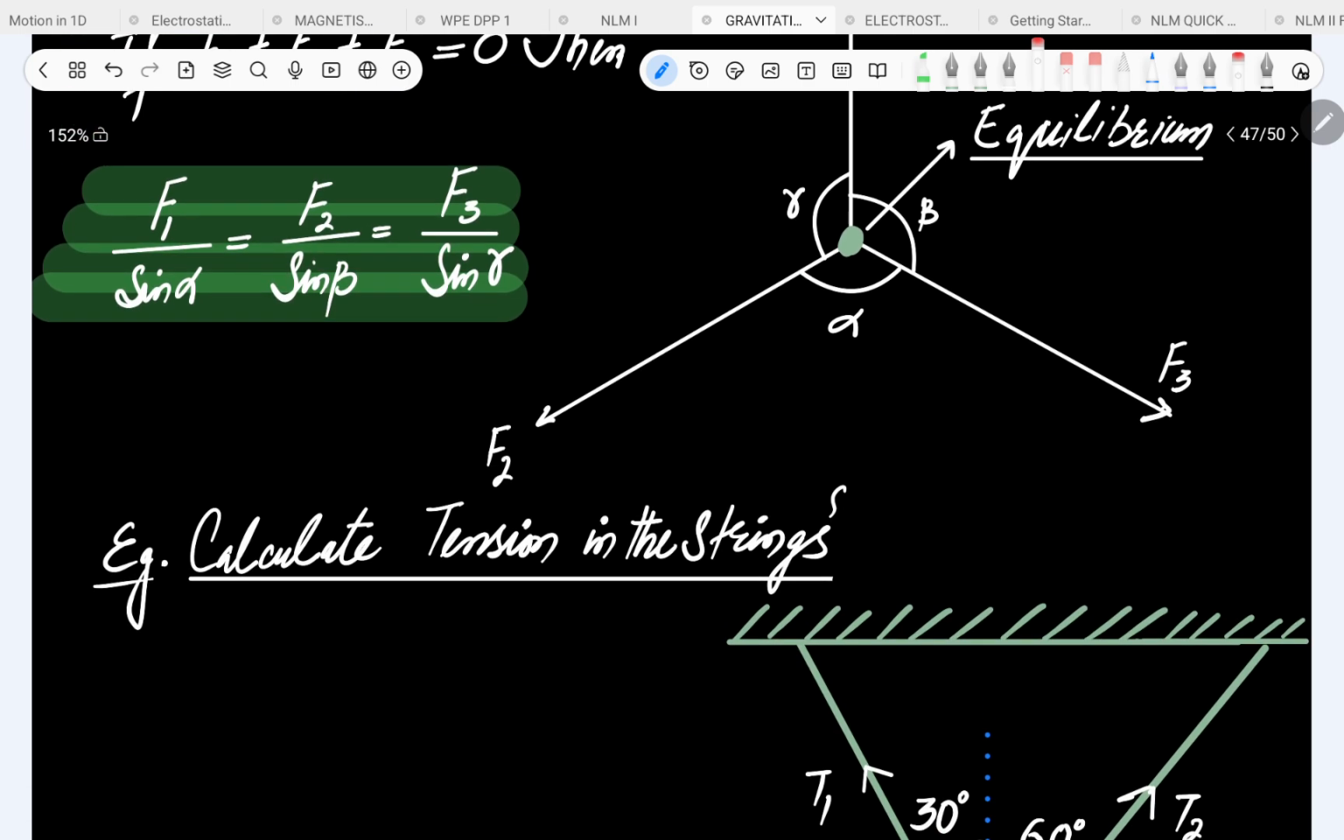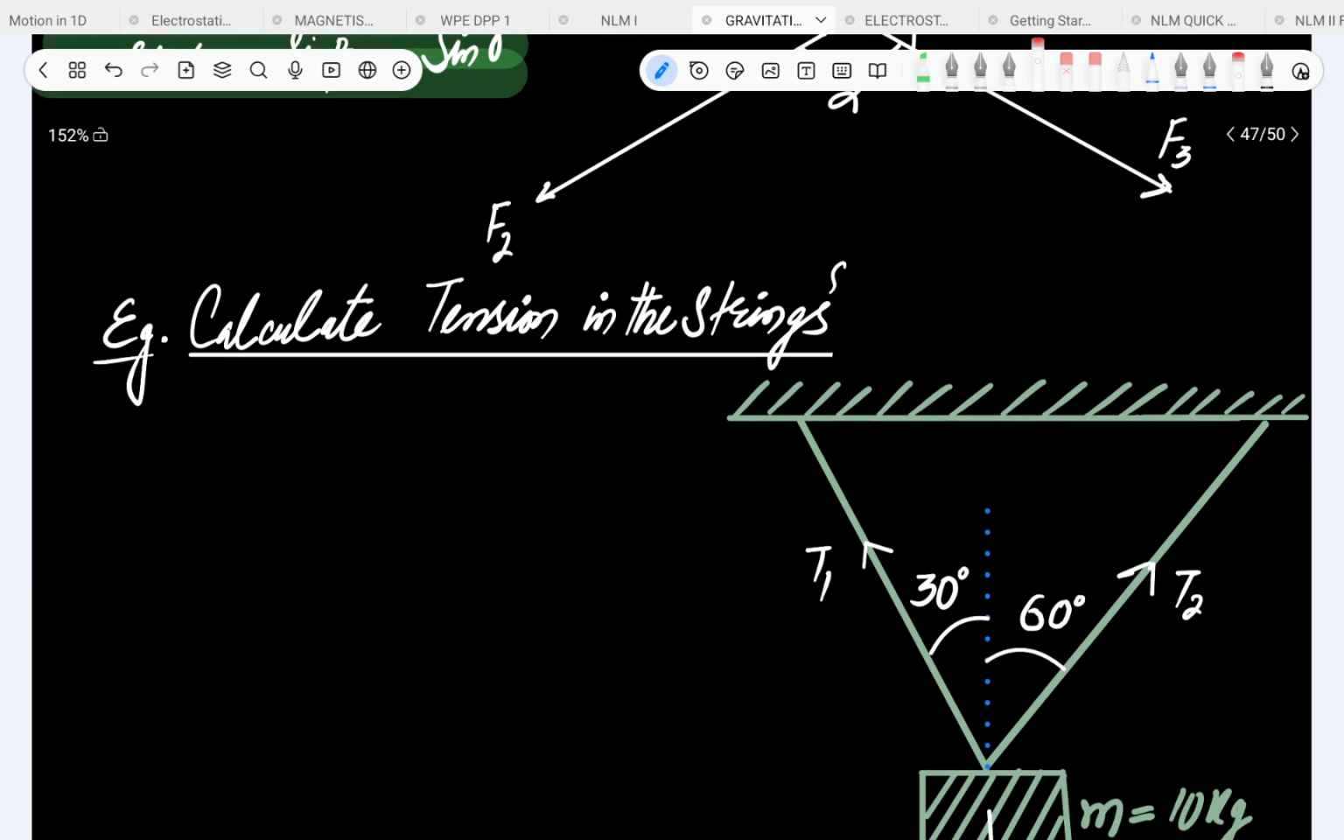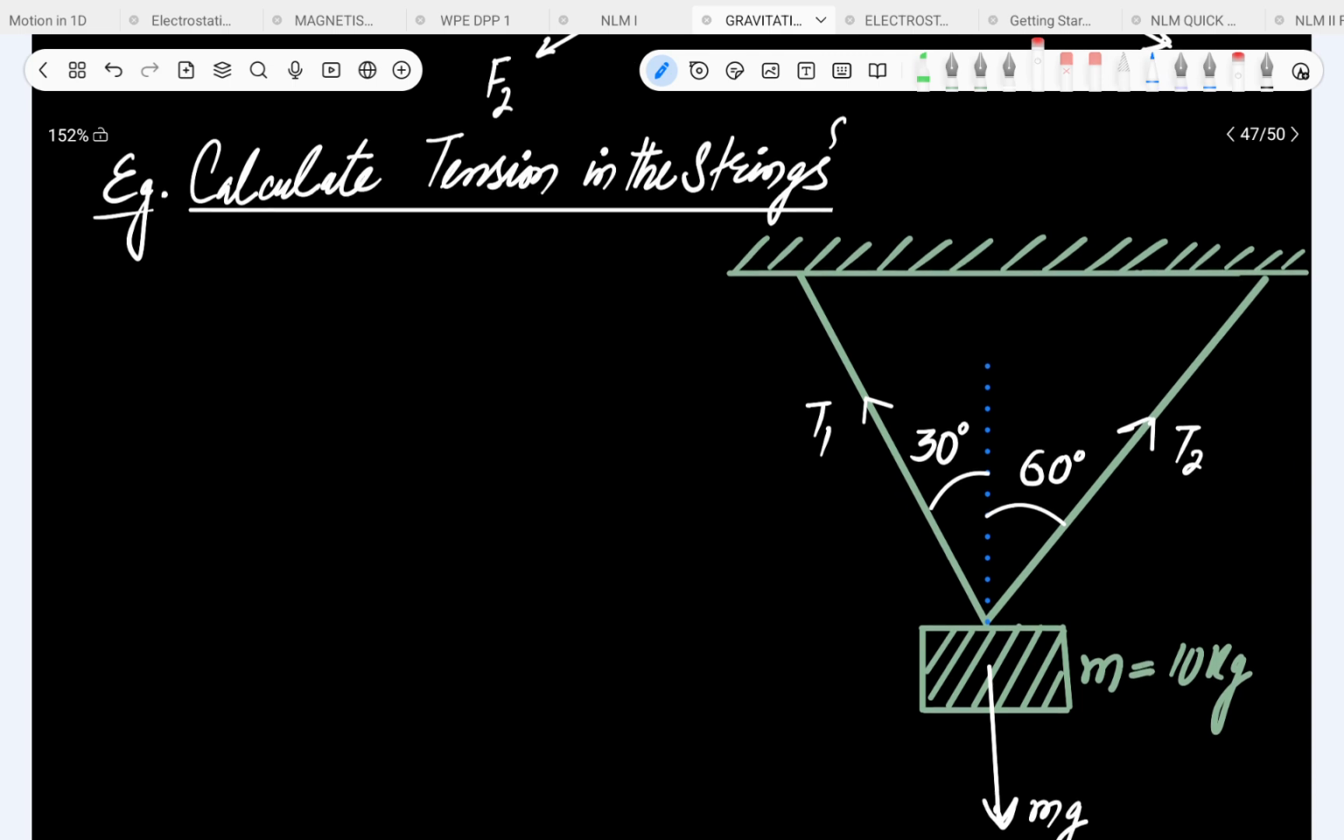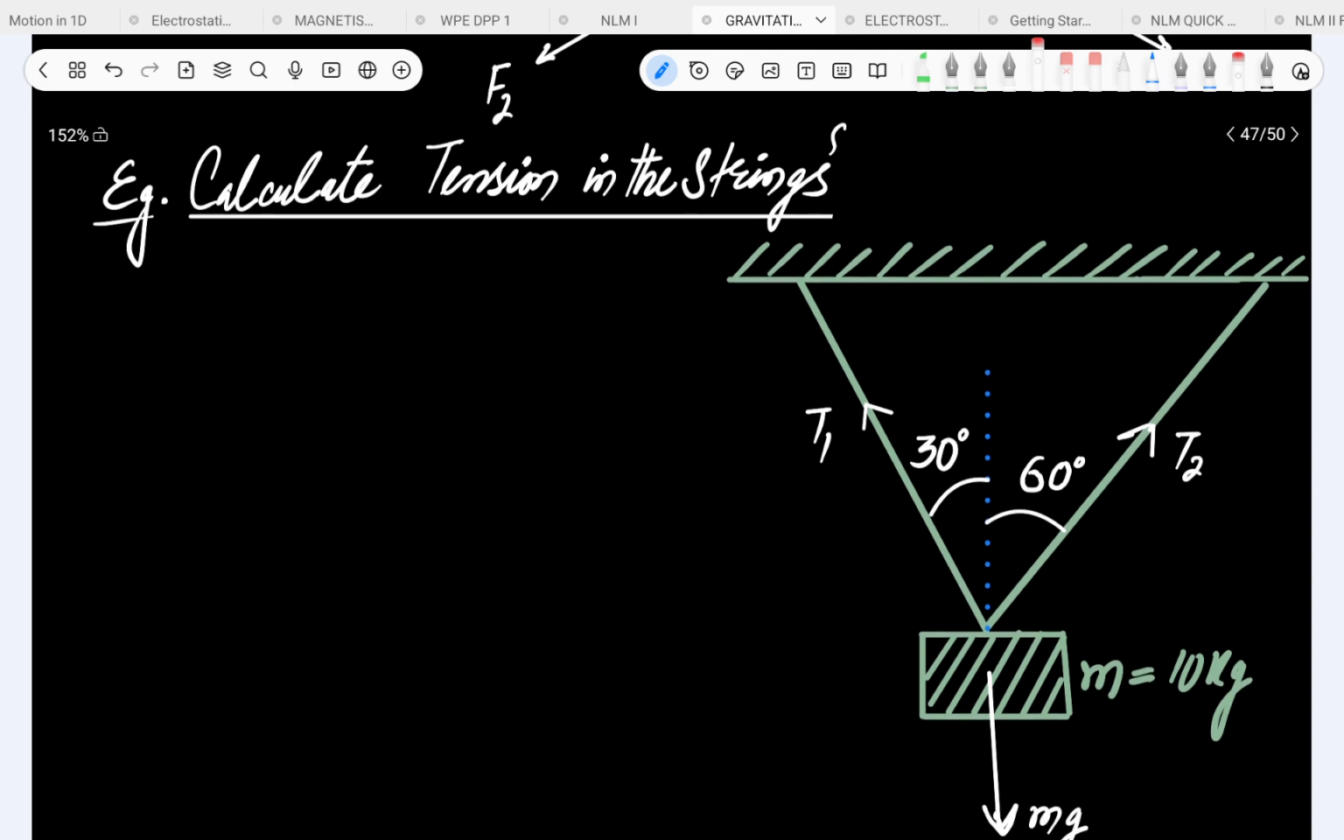Okay, now we'll do a question on this Lami's theorem so that it becomes more clear. The question is like this: calculate tension in the strings. See that there's a block whose mass is given to you, it is equal to 10 kg. This block is hanging with the help of two strings, string number 1 and string number 2. We have to calculate the tension T1 in this string and the tension T2 in this string.